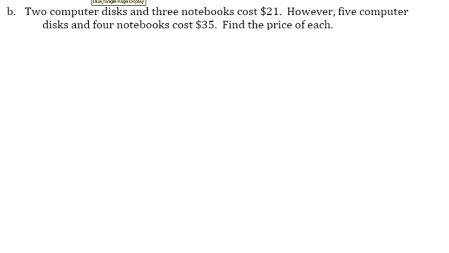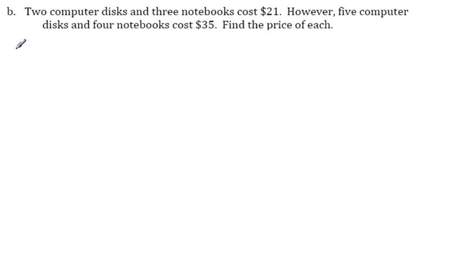Okay, on the Math 4 exam review, we're now doing problem 3b, which again asked us to solve this using a system of equations in two variables. So, I have 2 computer disks and 3 notebooks that cost $21. They're also telling me that 5 computer disks and 4 notebooks cost $35, and they want us to find the price of each one. So the first thing I'm going to do is name my variables.